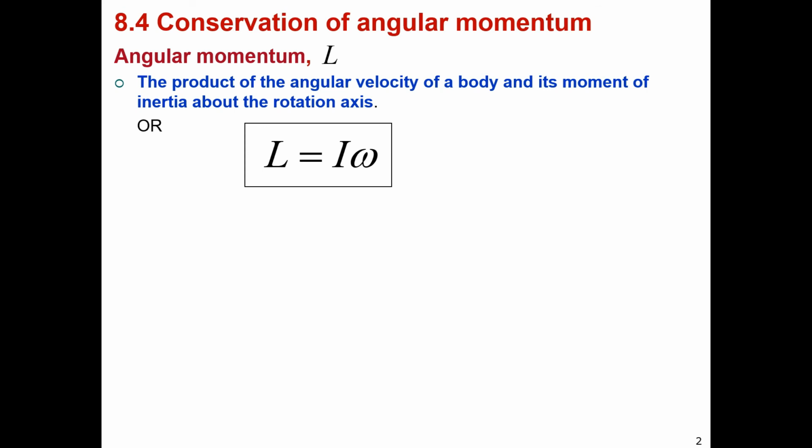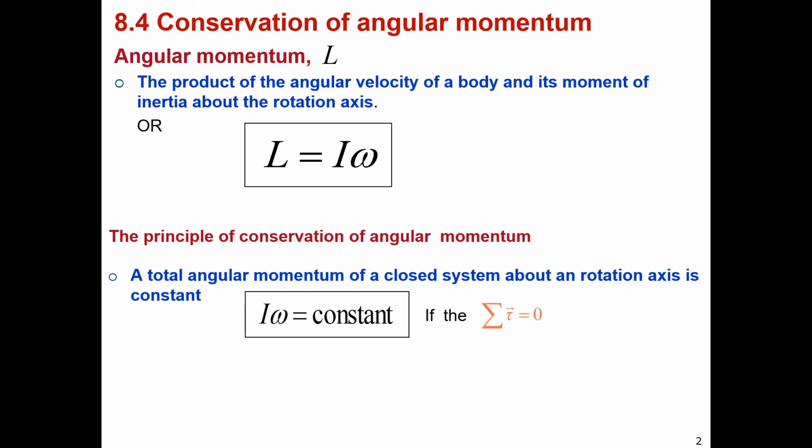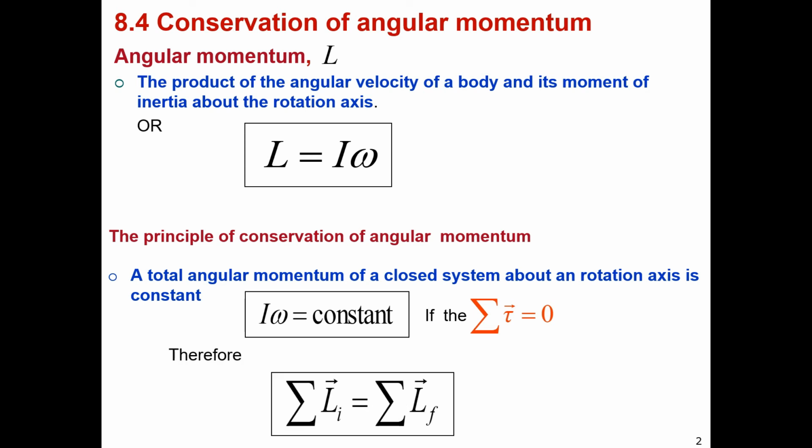Angular momentum of a rigid body is conserved. According to principle of conservation of angular momentum, it states that the total angular momentum of a closed system about a rotation axis is constant, or I omega is constant if the sum of torque equal to 0. Therefore, the total initial momentum equal to total final momentum.